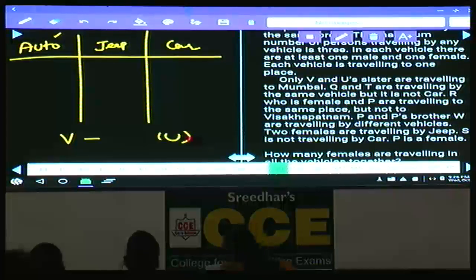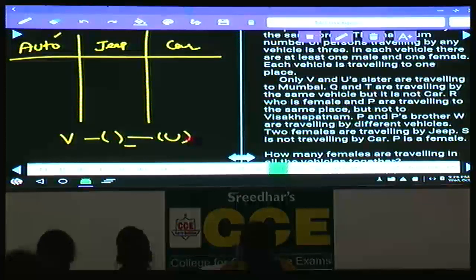U is here, U's sister is there. Tell me, what is the gender of this U? Cannot be determined. Why can it not be determined? Because sister is there, but maybe U is a male or a female. Then what is the gender of this V? V is male. Why is it male? 1 male and 1 female. Fine. Now we can finalize the gender of this V.